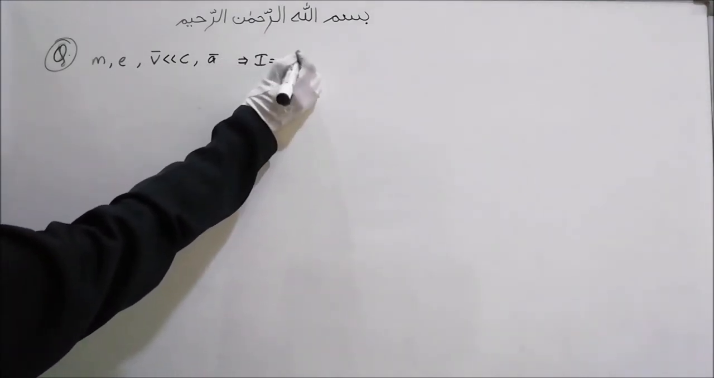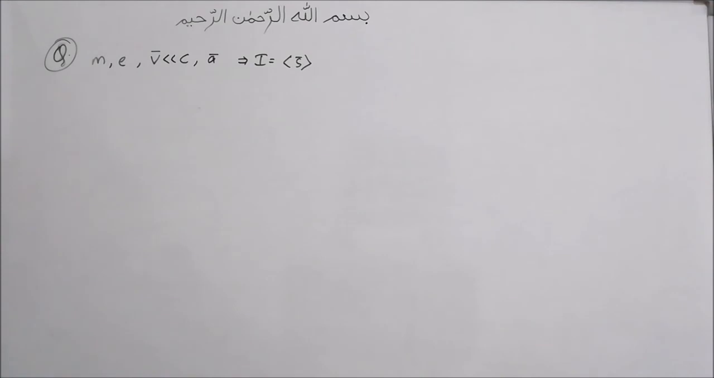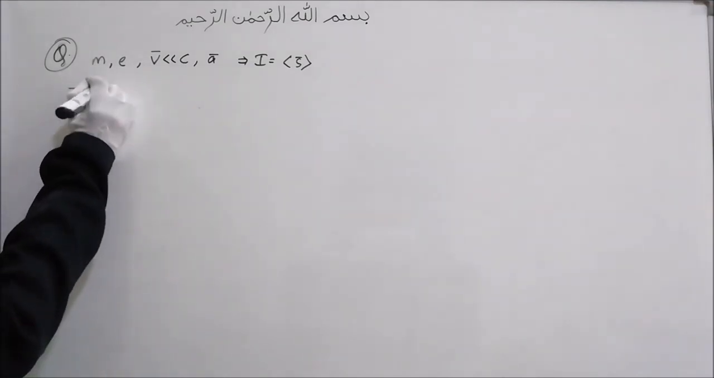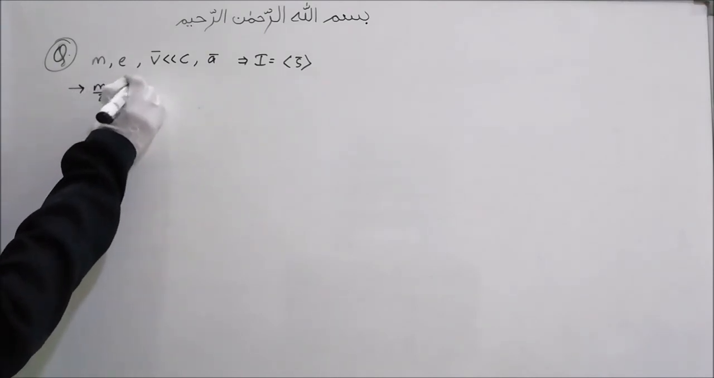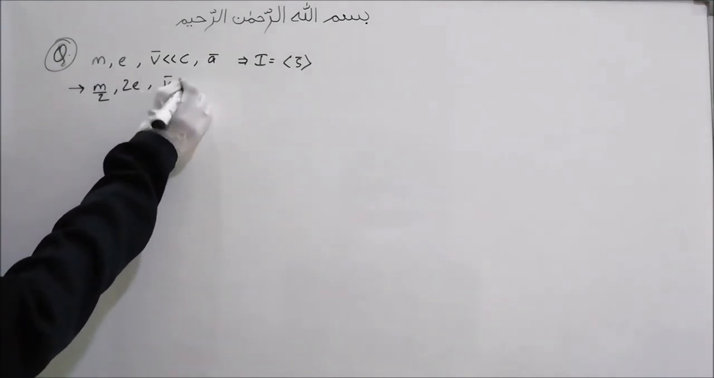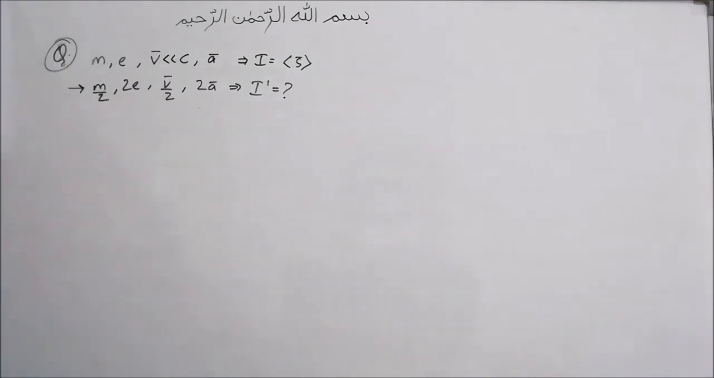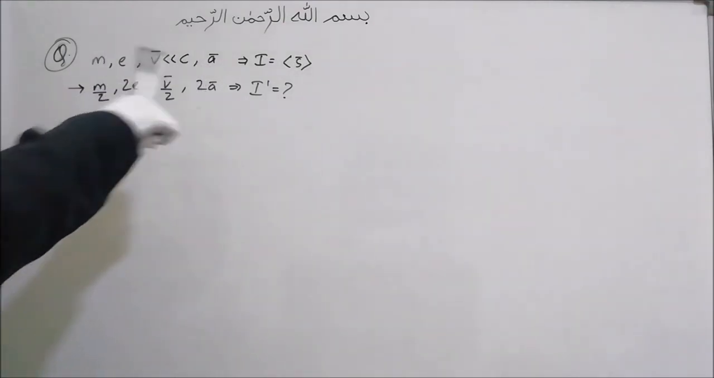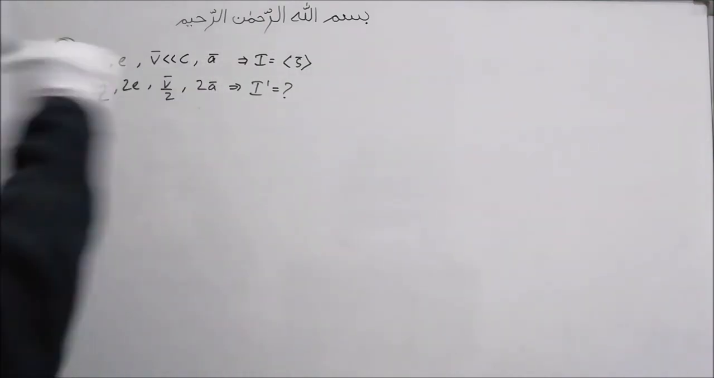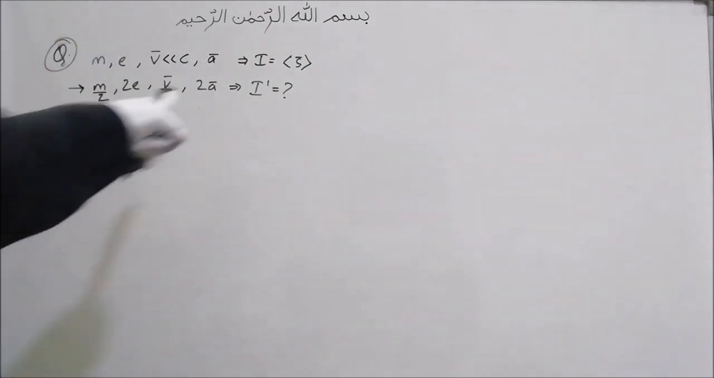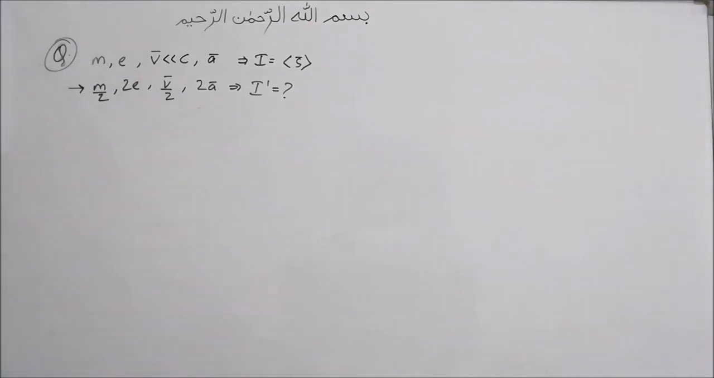We know intensity is what? The average of the Poynting vector. What is the intensity of radiation emitted by a particle of mass m by 2, charge 2e, velocity v by 2 and acceleration 2a? In this case, the intensity is what? Now one thing we can see here is that since the particle is accelerated, of course there will be power radiated. So that is the intensity of that radiation which we are about to find for the second case.